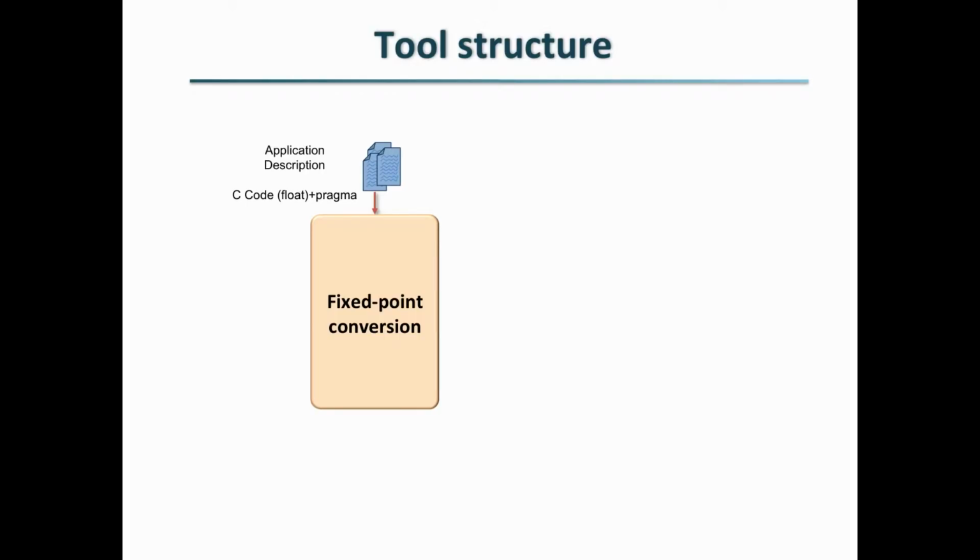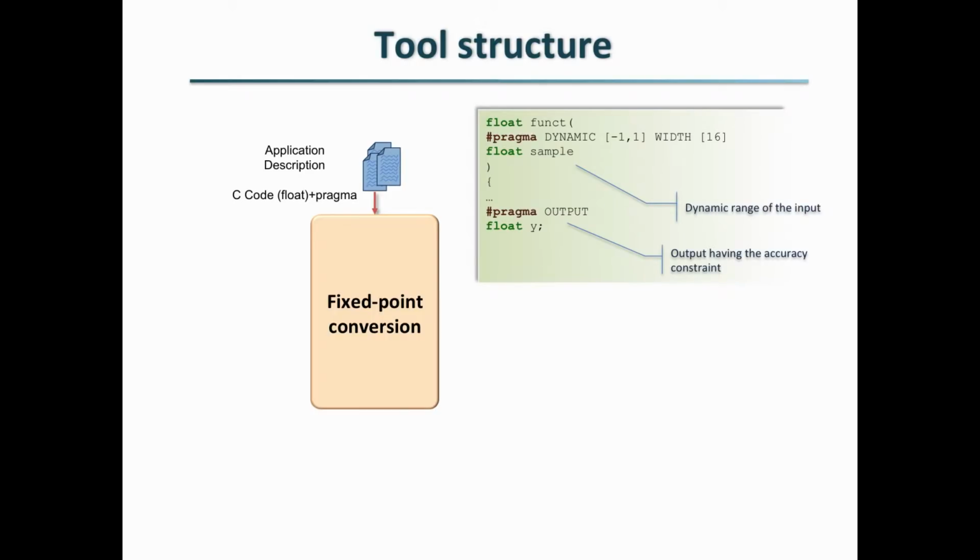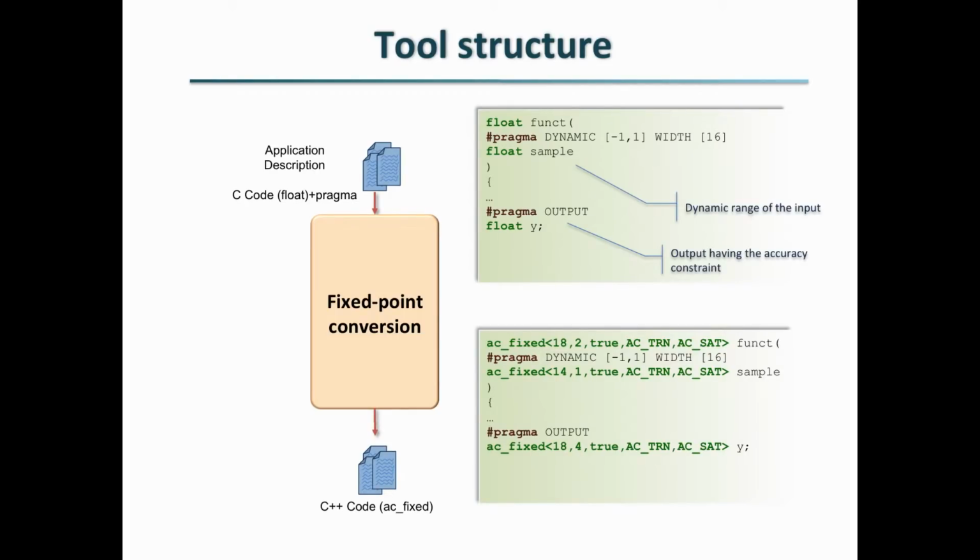The tool input is the C source code describing the application, in which variables use floating-point data types. Pragmas are used to express specific behavior and to control the tool. This tool determines the integer and fractional part word length of each data, and the tool generates a new C code in which fixed-point data types are used.